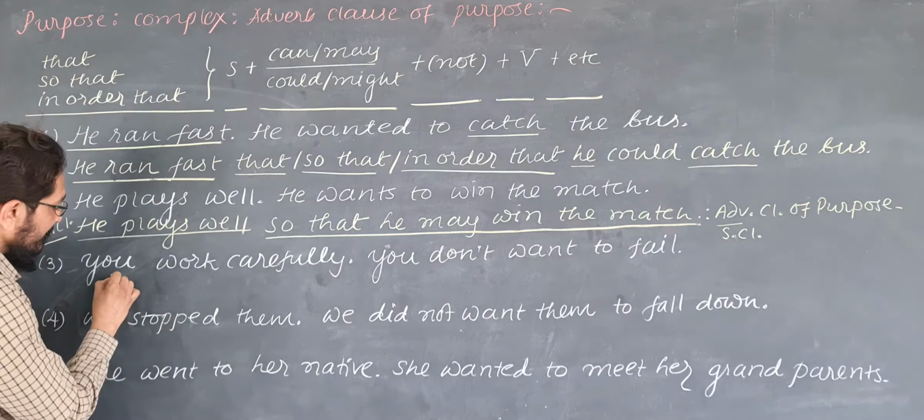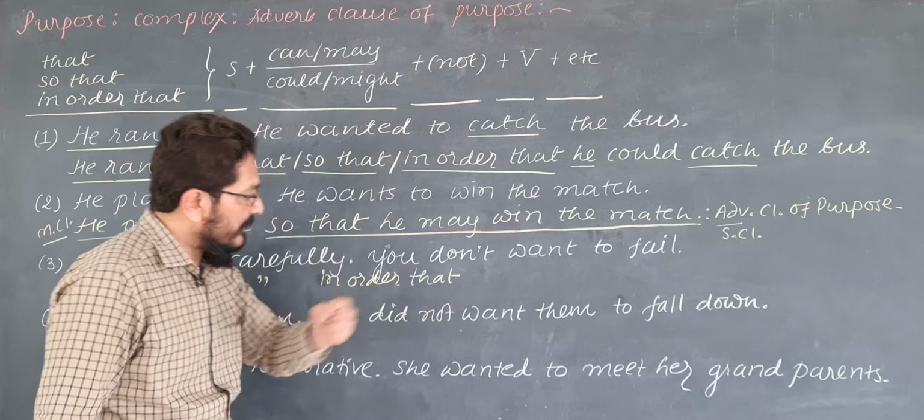Then comes any of these three function words. Suppose I write in order that. You work carefully in order that. તમે કાળજીથી કામ કરો છો જેથી કરીને તમે ફેલ ન થાવ.